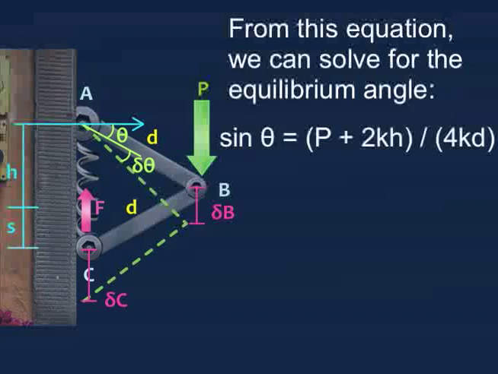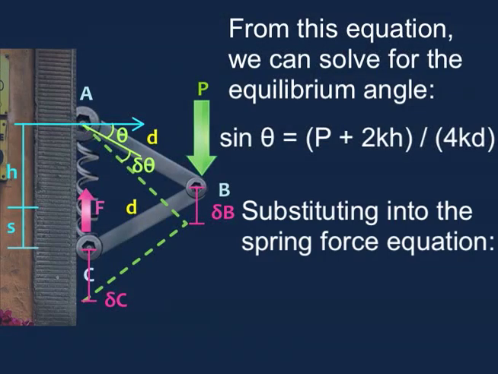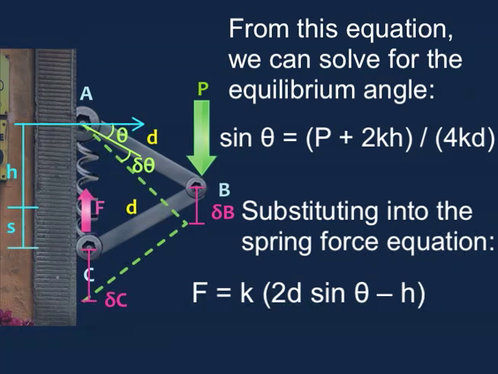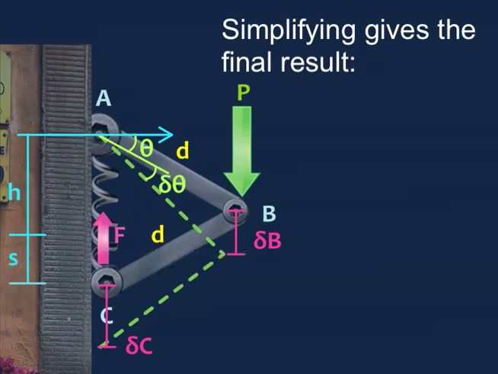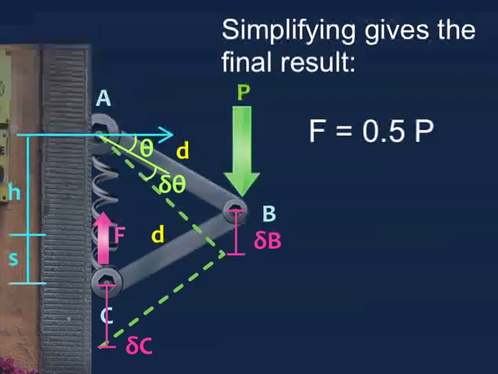Finally, to find the internal force of the spring, we can substitute this result into the spring force equation F equals K S, which equals K times (2D sine of theta minus H), leaving F equal to K times (2D times (P plus 2KH) divided by 4KD, minus H). Multiplying and canceling all terms gives the remarkably simple result that the internal force in the spring equals half the external force. This concludes our method of virtual work presentation and example.